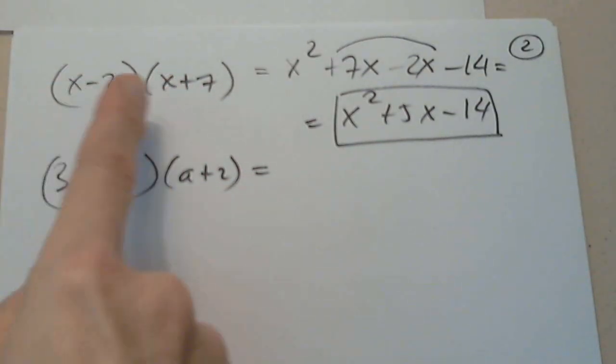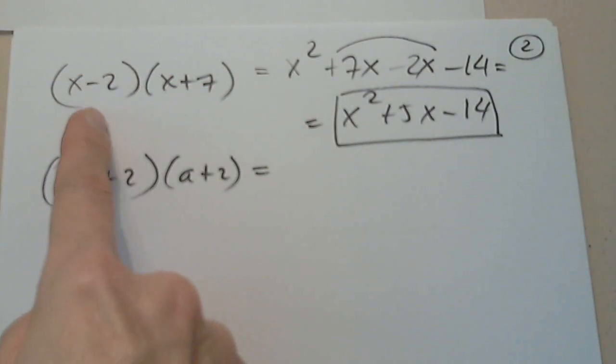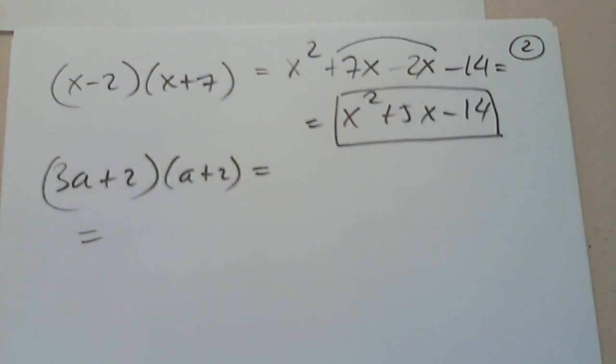So x times x, x times 7, negative 2 times x, negative 2 times 7. The order is not important. The grouping is not important when we add and subtract. Addition and subtraction are associative and commutative. Does that answer your question? Perfect. Can anyone continue? Help us with the second one, please.